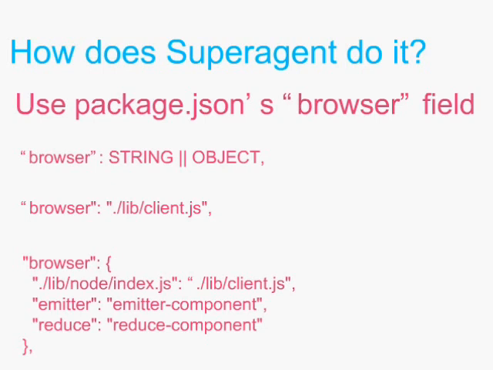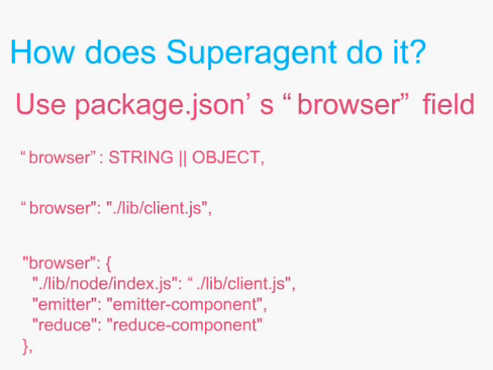The more advanced way to use it, at the bottom here, taken directly from the Superagent module, is as an object. Each key of the object can be a file to replace. In this case, it's swapping out just the lib/node/index.js file for the lib/client.js file. This is how Superagent is actually implemented twice, once for the server and once for the client, but it provides the same API.